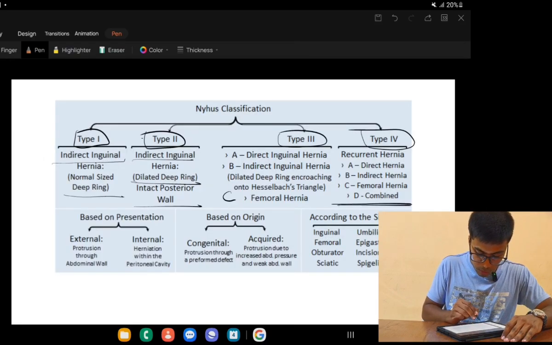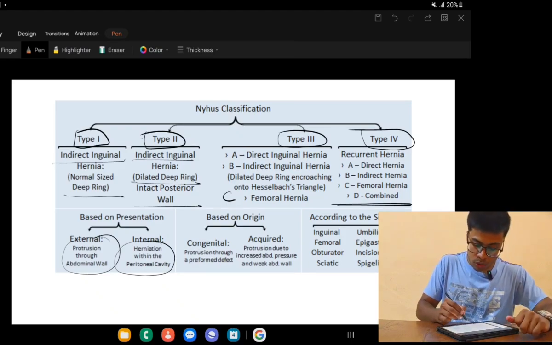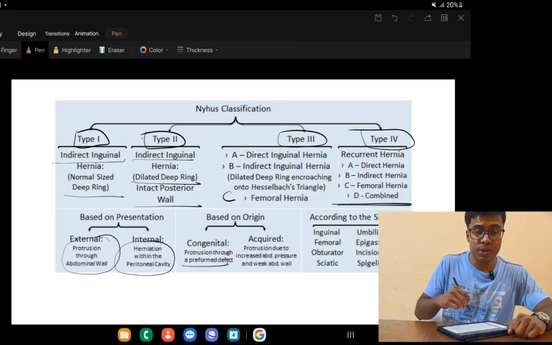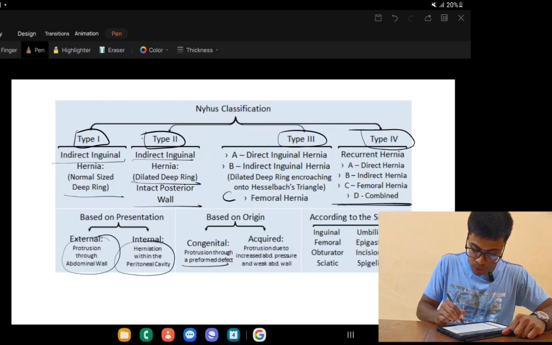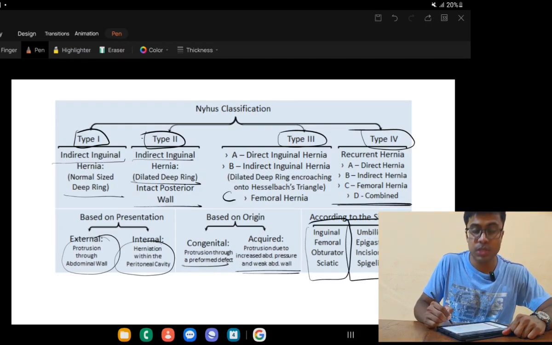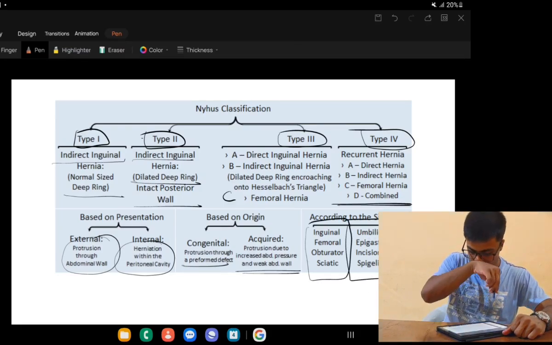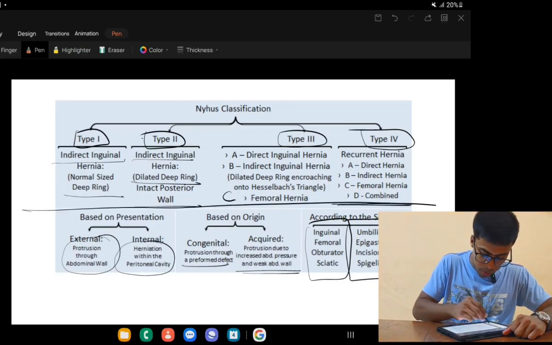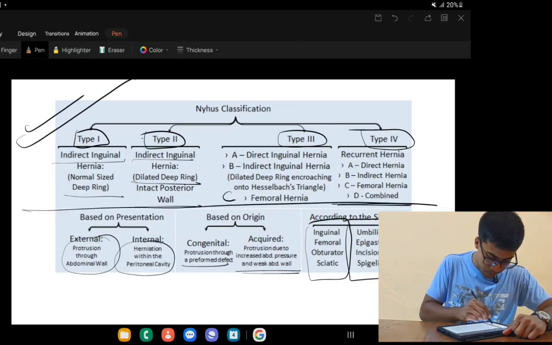One more thing: based on presentation we have external hernia, a protrusion through the abdominal wall, and internal hernia, within the peritoneal cavity. Based on origin we have congenital, a protrusion through a preformed defect, and acquired, a protrusion due to increased abdominal pressure and a weak abdominal wall. According to site, we have inguinal, femoral, obturator, sciatic, umbilical, epigastric, incisional and Spigelian. These are just names, but this is very important because MCQs are asked on this basis.